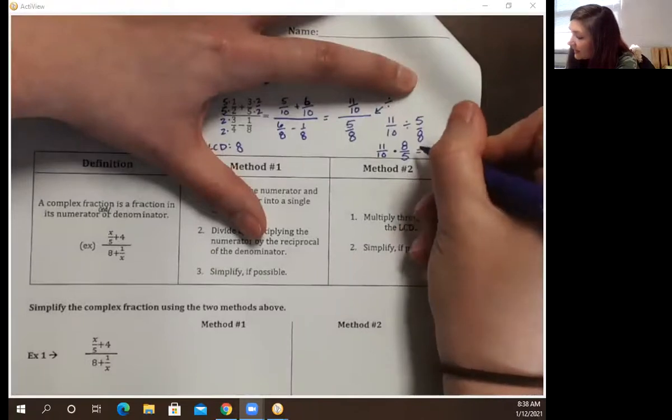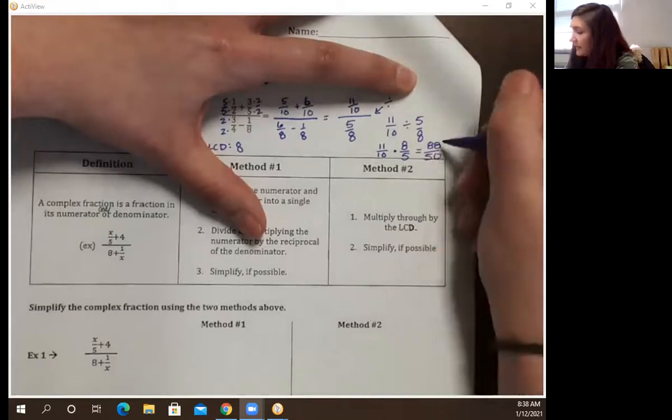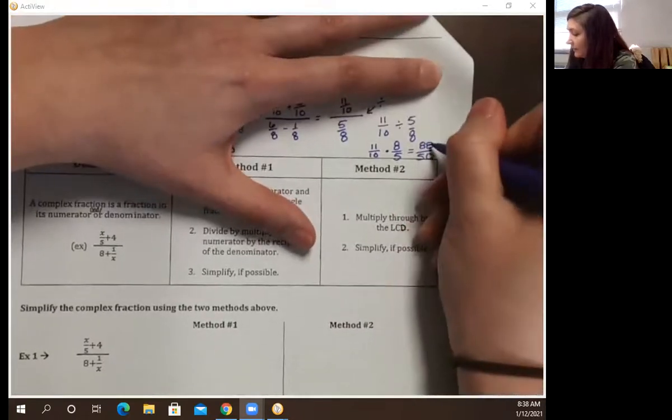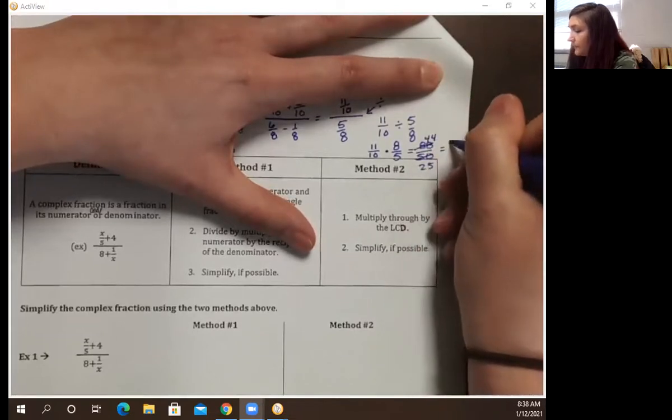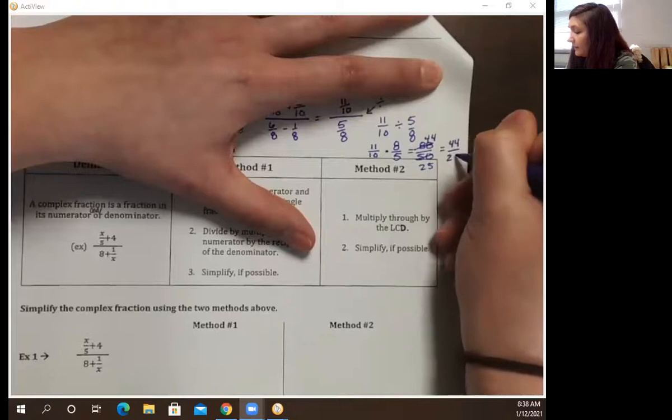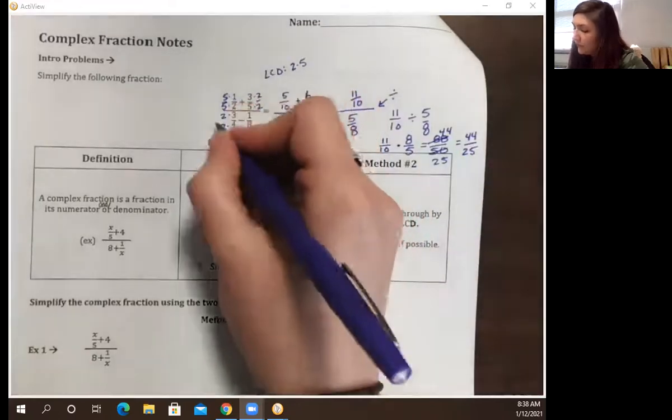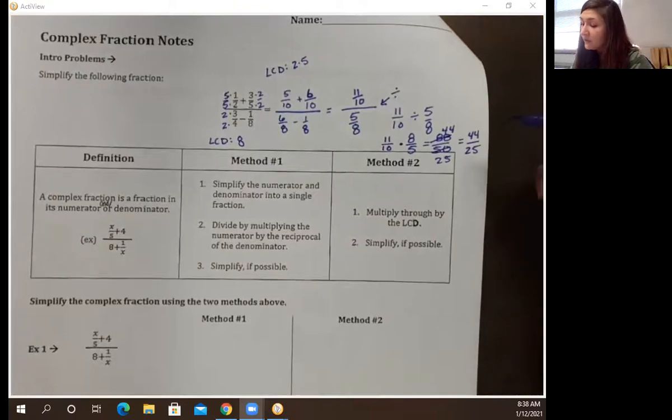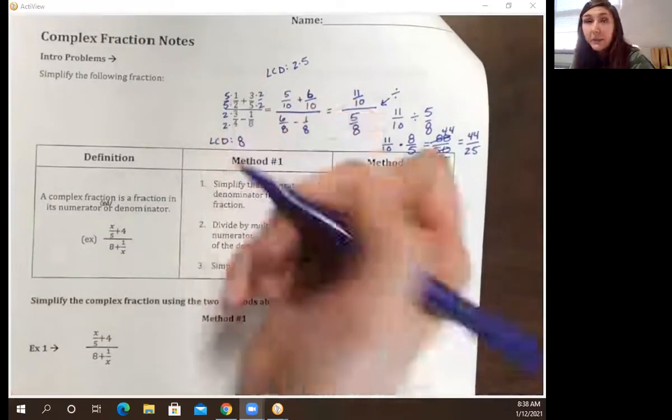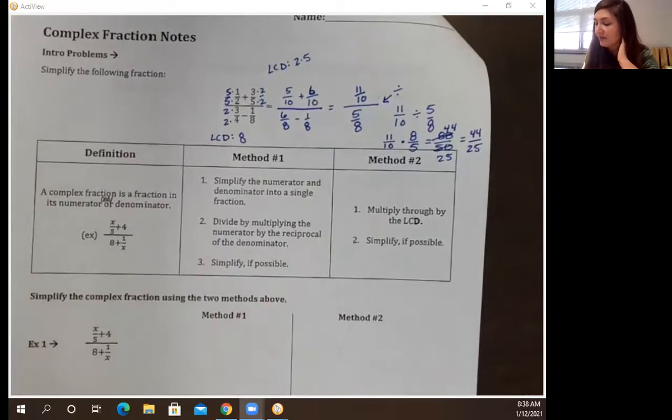So we would have 88 over 50. Since my top and bottom are even, I can reduce by dividing both of these by 2. That will give me 44 on top and 25 on the bottom. So our simplified final answer would be 44 over 25. This whole big messy thing reduces to 44 over 25. If we can do that with fractions that are just numbers, we can also do it with fractions that are polynomials. That's what we're going to look at for today, how to simplify complex fractions.